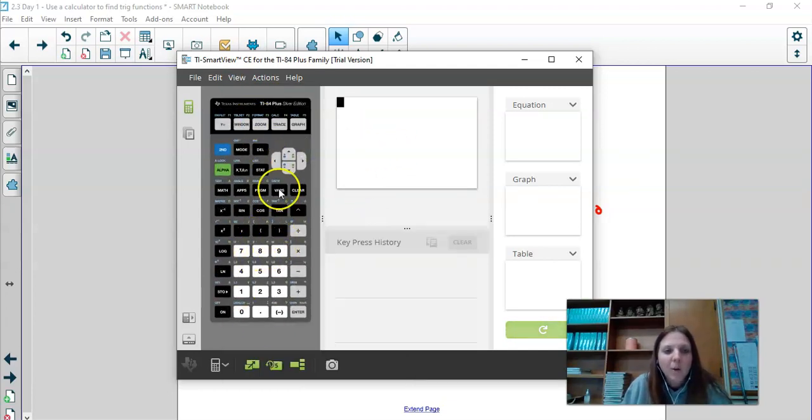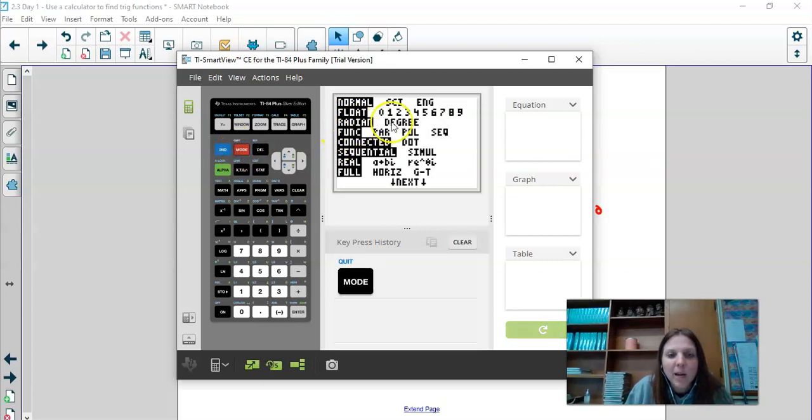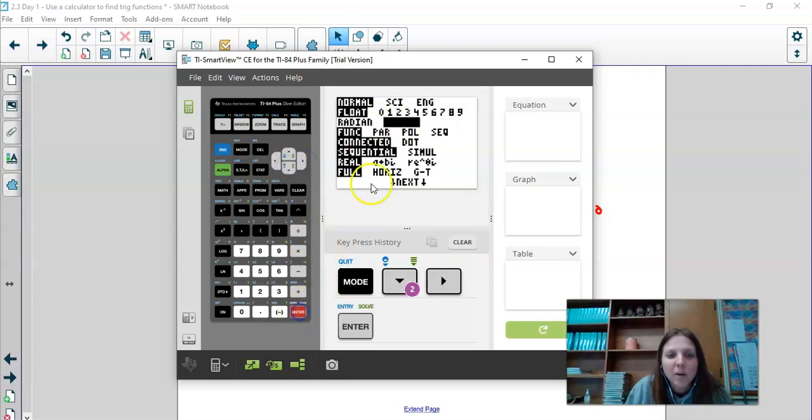I'm pressing. Okay, the first thing I want to do is put it into the correct mode. So find the mode key at the top here. I'm going to press the mode key, and I want to change this to degree mode. So I'm going to arrow down and over, and I'm going to hit enter, and that's going to be my degree mode. You can kind of see what buttons I'm pressing here as well as I'm going through. Okay, now I'm going to clear out of that.